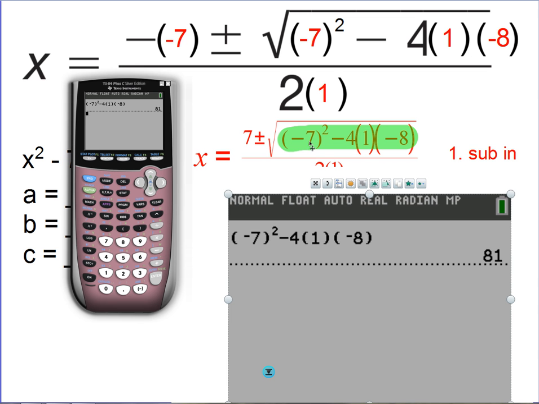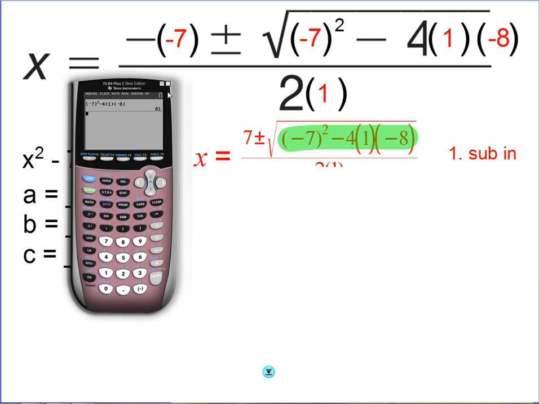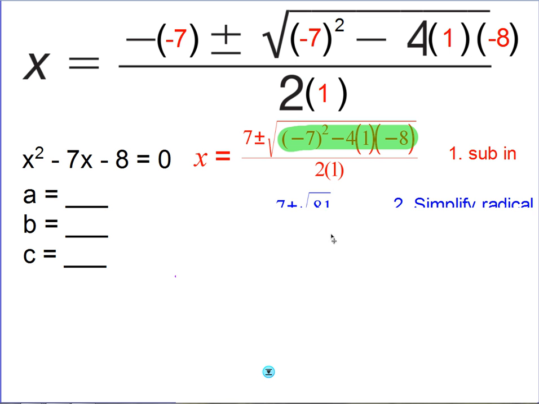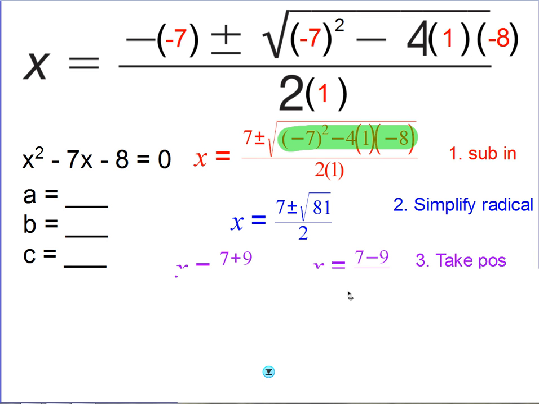Okay, so I typed this part in exactly the way that I saw it right here and I get 81. Okay? And that is my next step. I simplified the radical part to square root of 81. Now, square root of 81, 81 is one of our perfect squares. So our next step is to take the square root and we're going to split it into positive and negative.